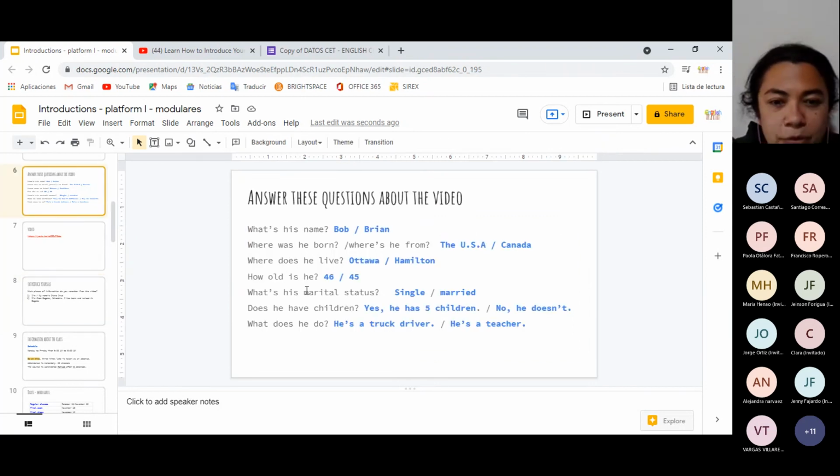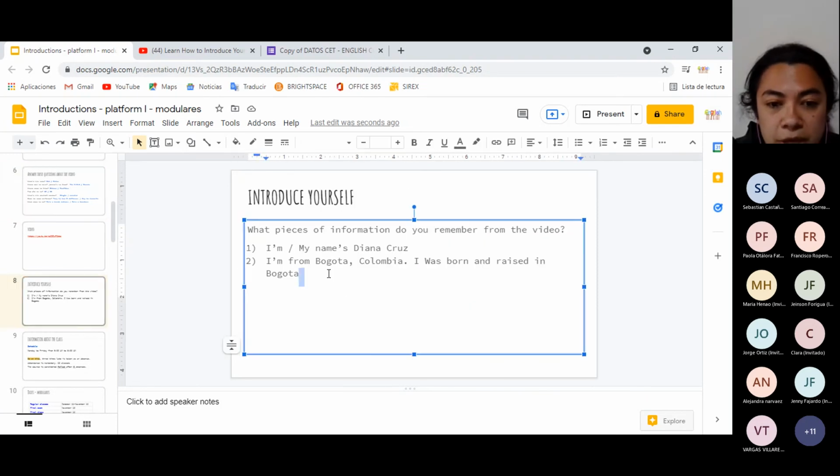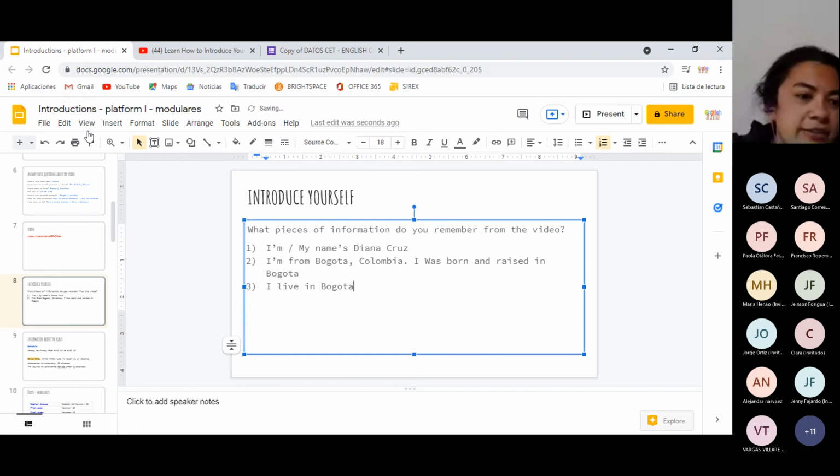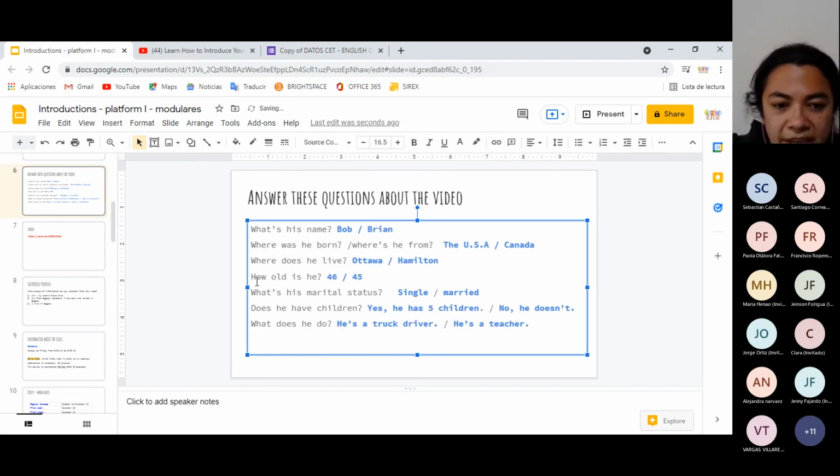Okay, how about number 3, guys? If we say, where does he live? So maybe remember, I live in Bogota, or I was born and raised in Bogota. How about the age, guys? What's the information for the age? How can we use it with the age, class?